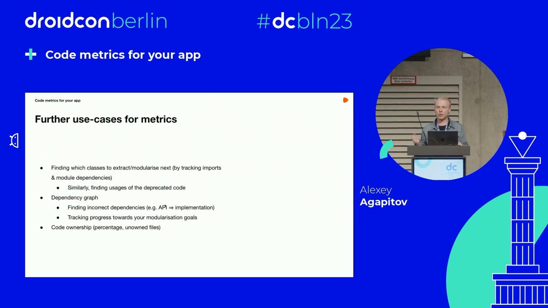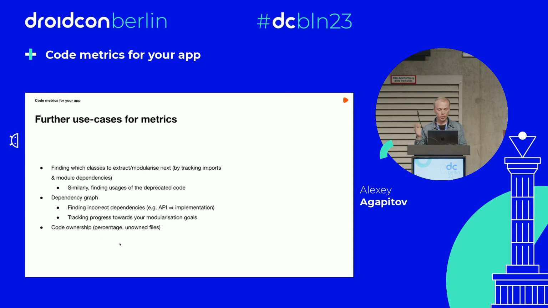And then once you have the dependency graph, you can also do all sorts of research there. So you can find incorrect dependencies. You can enforce that API cannot depend on the implementation. And all these charts that I have shown are not only the input for our work, but also the output of our work. We show it to the management: hey, this is what we did, this is the impact, and this is how we move towards our goal.